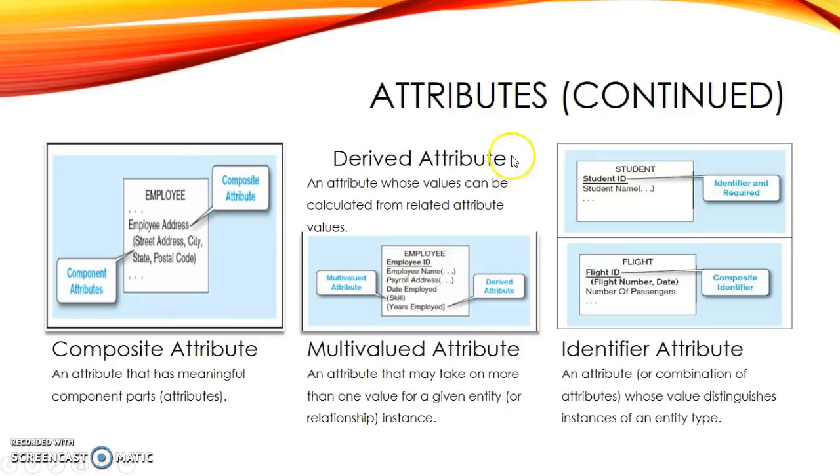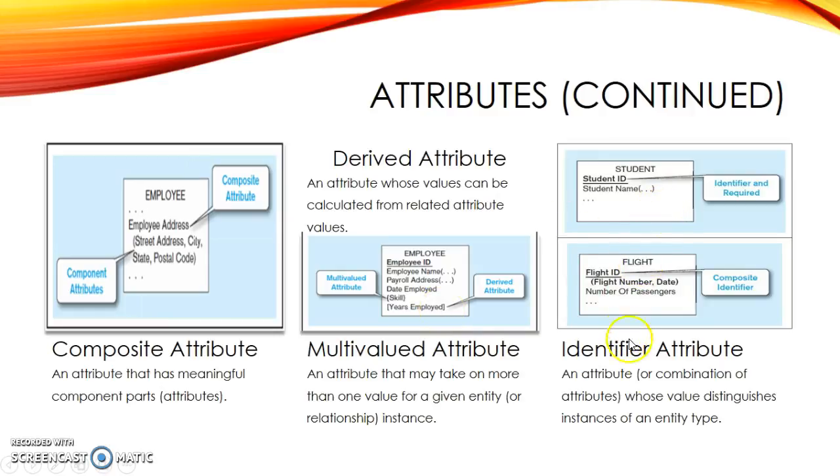Now, for derived attributes, the system will derive a value based on certain input, like date employed and today's date can show years employed by just subtracting, and show how many years the employee has been employed.